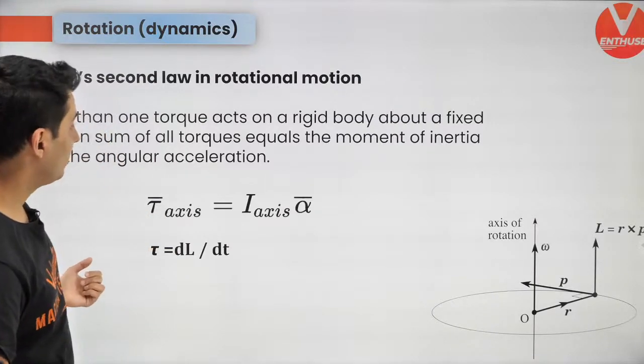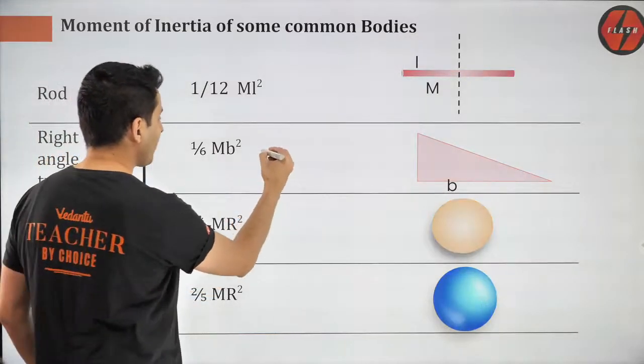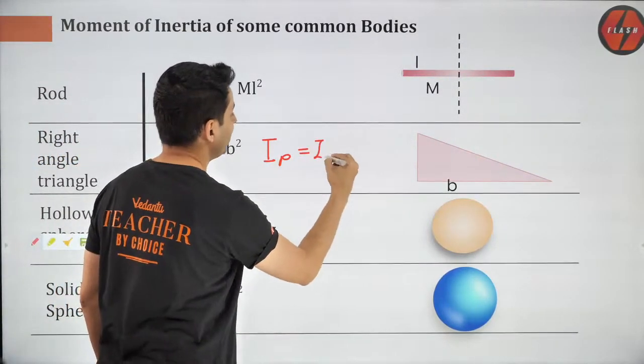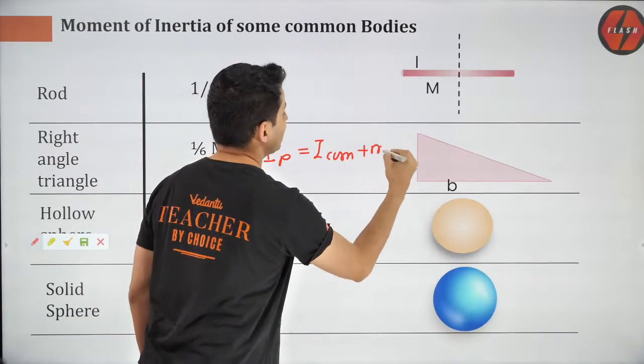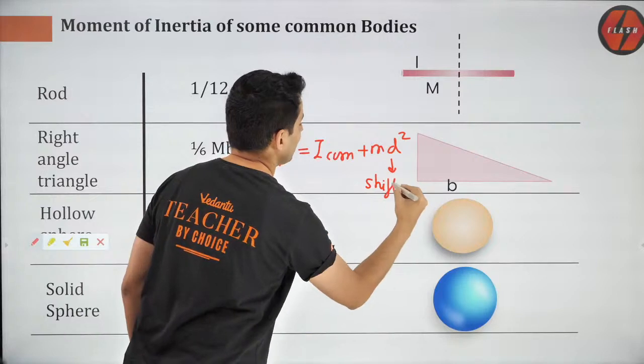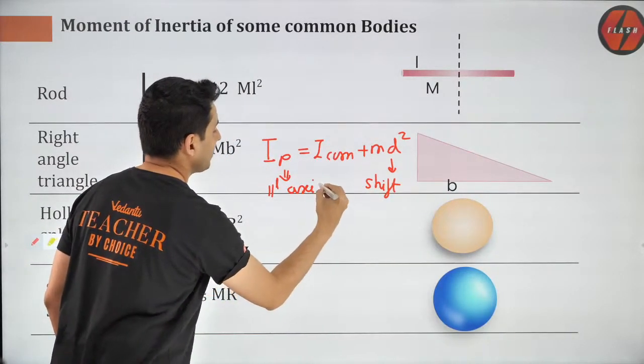I forgot to mention the perpendicular and parallel axis theorem. Keep this in mind, guys. The parallel axis theorem is moment of inertia about the center of mass plus m d square. This d stands for the shift. Okay, this is your parallel axis theorem.